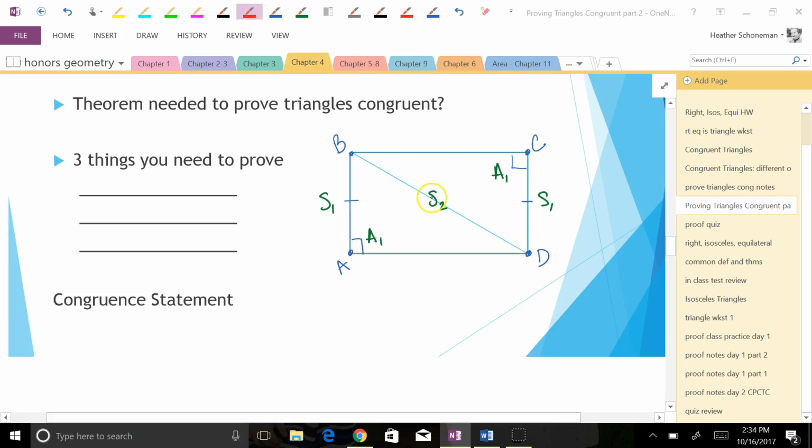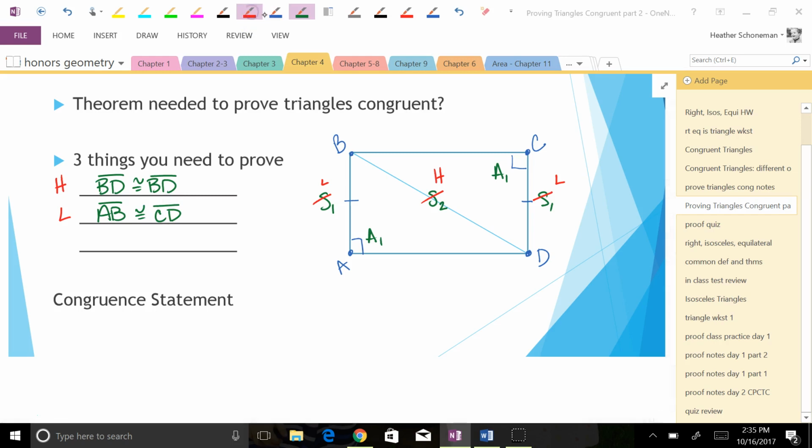And when it's in a right triangle, this is the hypotenuse, and these are legs. So we can do this using hypotenuse leg. So the hypotenuse is the one in the center. So BD is congruent to BD. And the legs to the left and the right. So AB is congruent to CD.